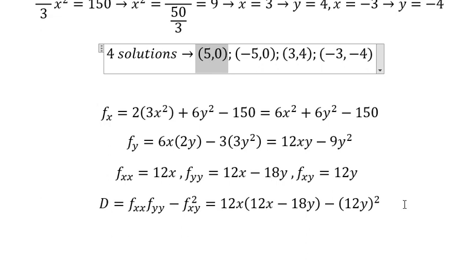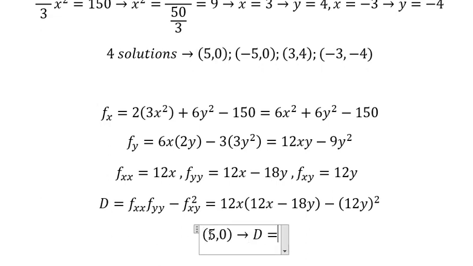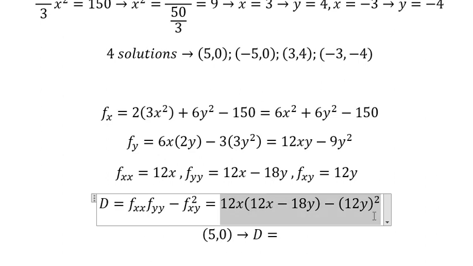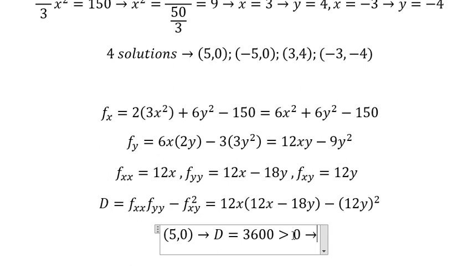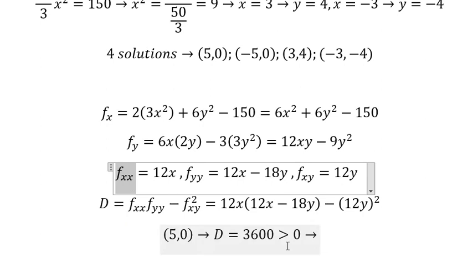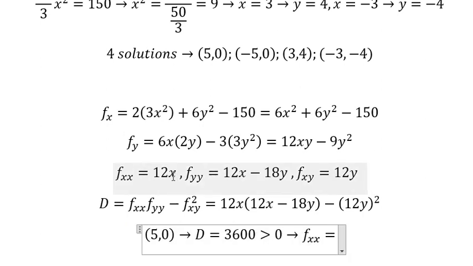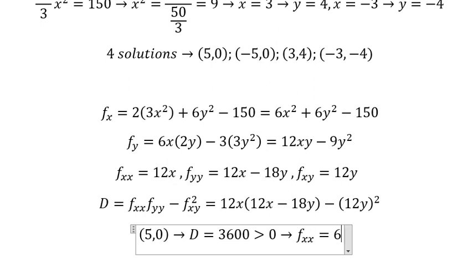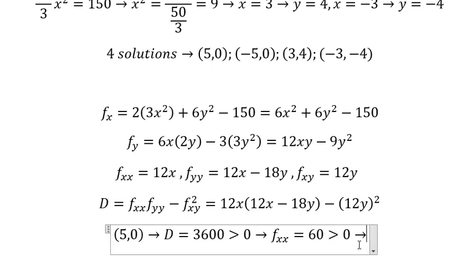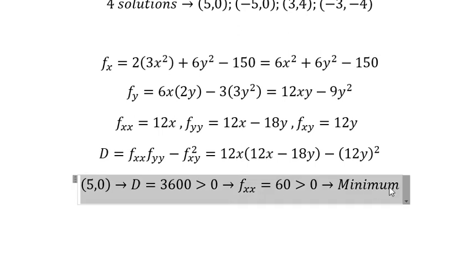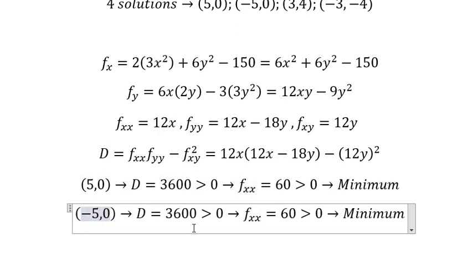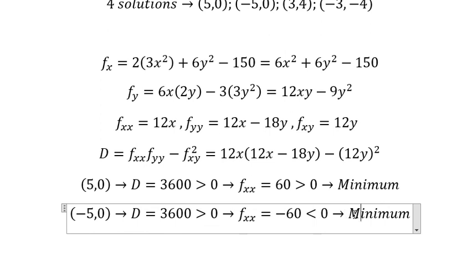So we have one critical point in here. We put x equals to number 5 and y equals to number 0 in here, and we have 3,600, and this is greater than number 0. So because this is greater than number 0, we need to consider f xx. We put number 5 in here, and we have 60, which is greater than number 0. So that means this one is a minimum. Now let's go to the second one. D, you get 3,600, but this one is negative, smaller than number 0. This is a maximum.